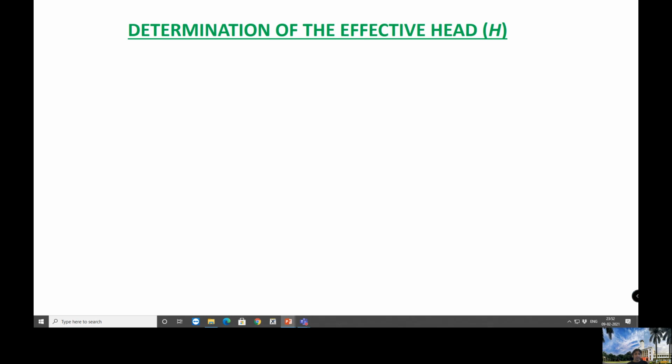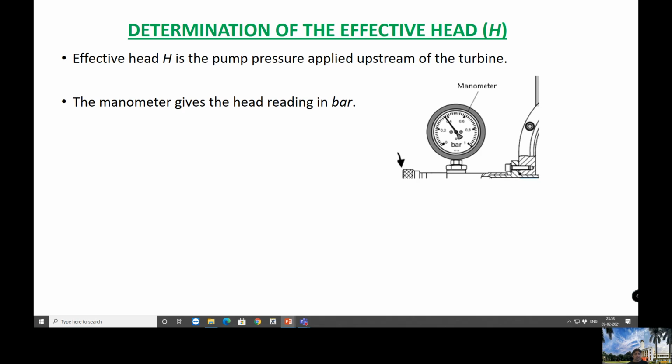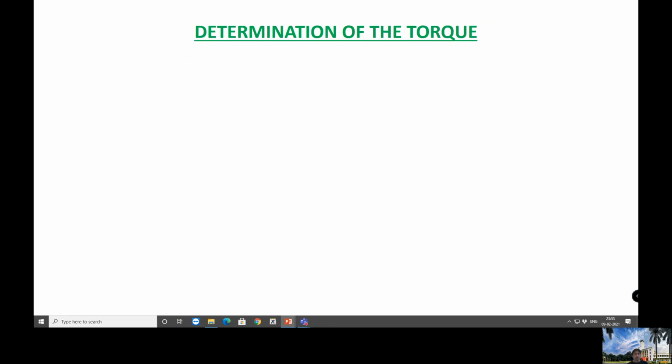Determination of the effective head H. The effective head H is the pump pressure applied upstream of the turbine, and it is directly measured from the pressure bar, this instrument here, the manometer, and it gives the head reading in bar. So head is given by pressure divided by rho times g, where rho is 1000 kilograms per meter cubed for water and g is 9.81 meters per second squared. So we also obtained head H in the experiment.